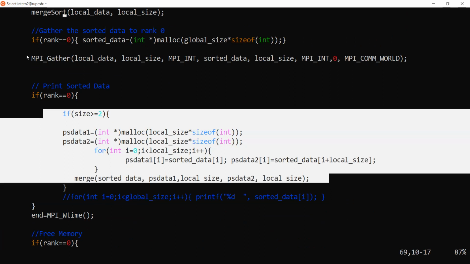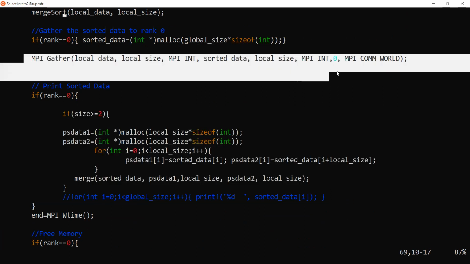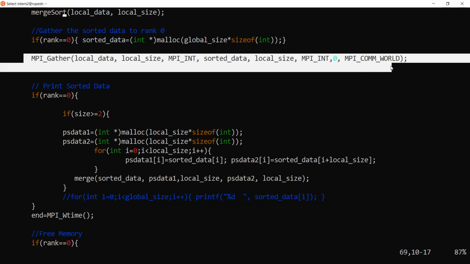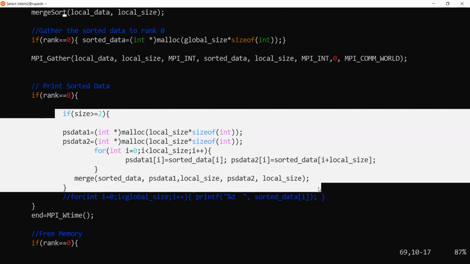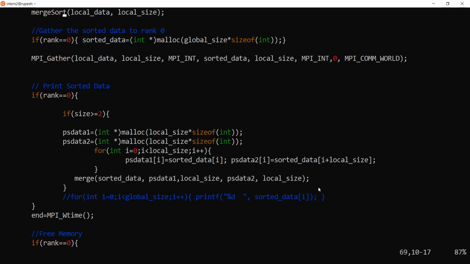Till this particular point we are going to store that sorted sublist into the local data or sorted data. After that we are going to merge those sorted data, right? How are we going to merge them? We are going to merge those sorted data with the help of simple logic. Then we can get the entire sorted list.